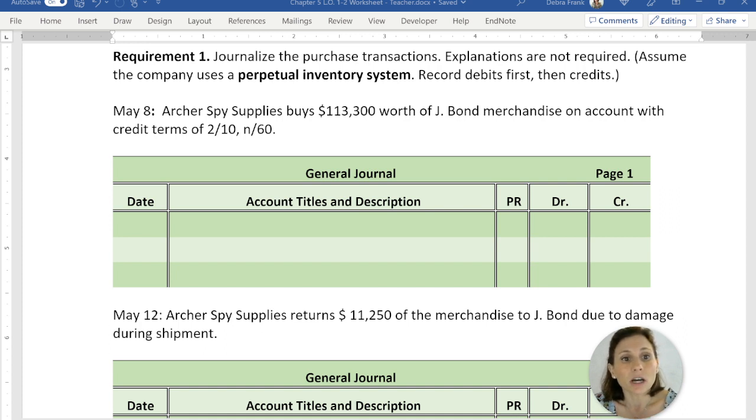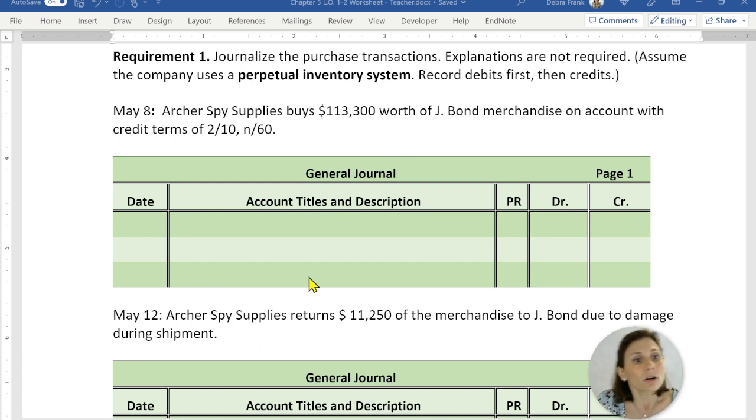All right, so it says here, journalize purchase transactions. Explanations are not required. In this case, we don't have to worry about writing the explanations. Normally at the bottom here, you would write your explanation for that journal entry. In the real world, you are always doing that to describe what this journal entry was for. But in this case, for homework, we're not worried about it anymore. We're just caring about you getting the right accounts and then getting your debit and credit accounts correct.